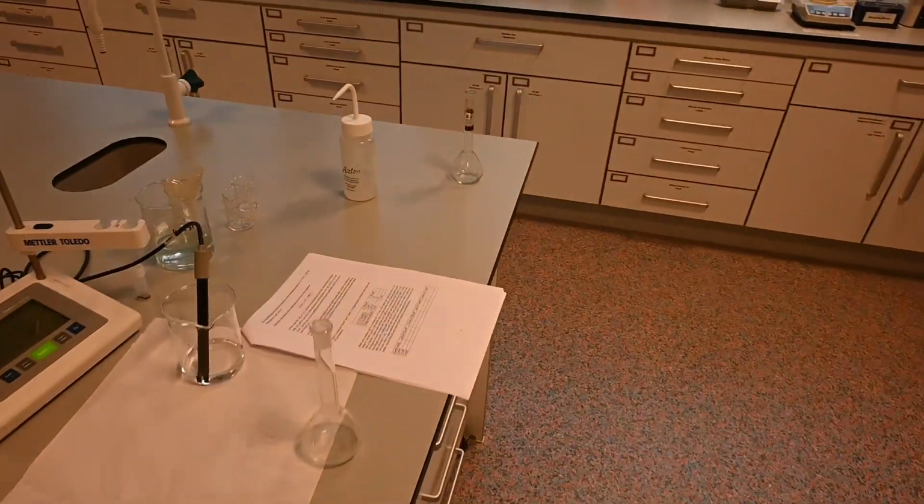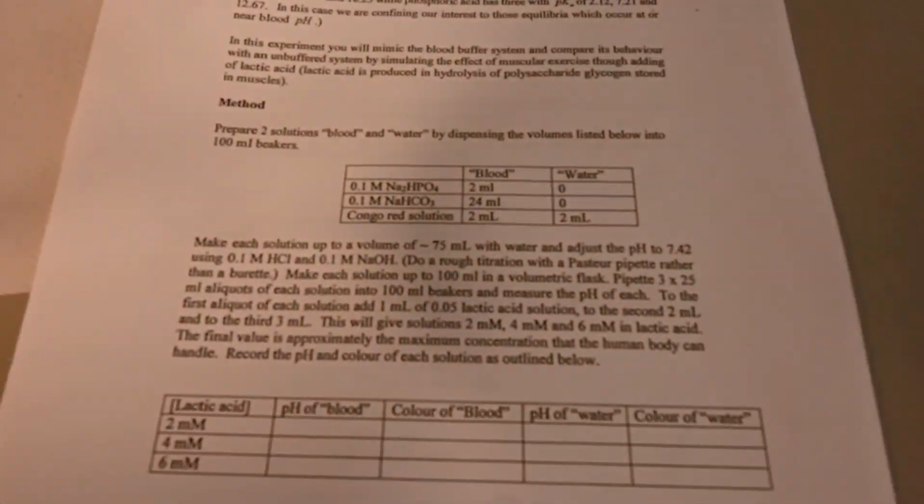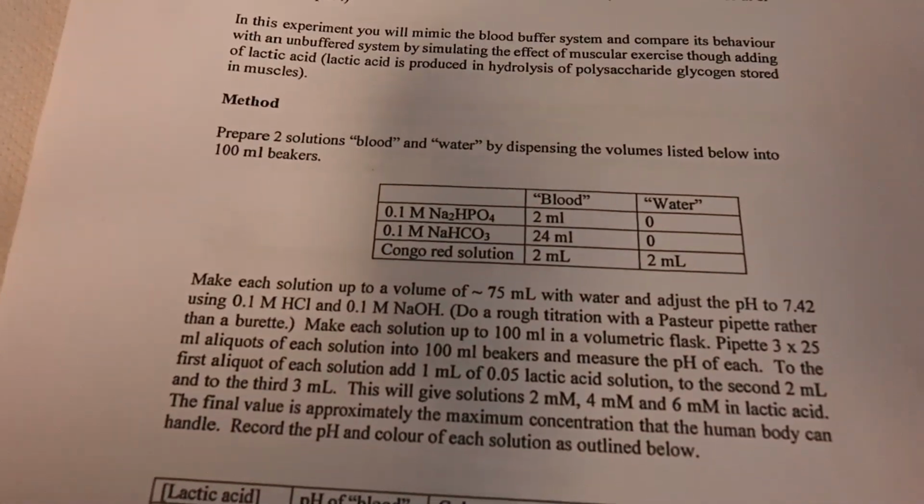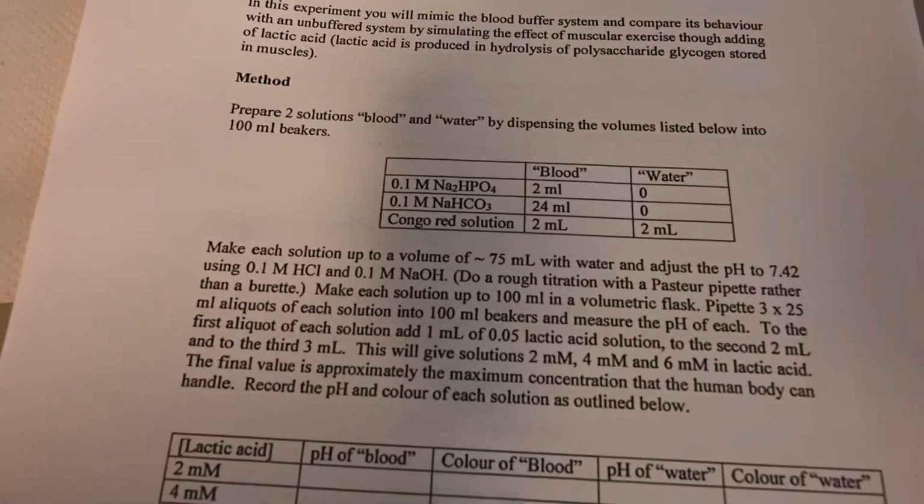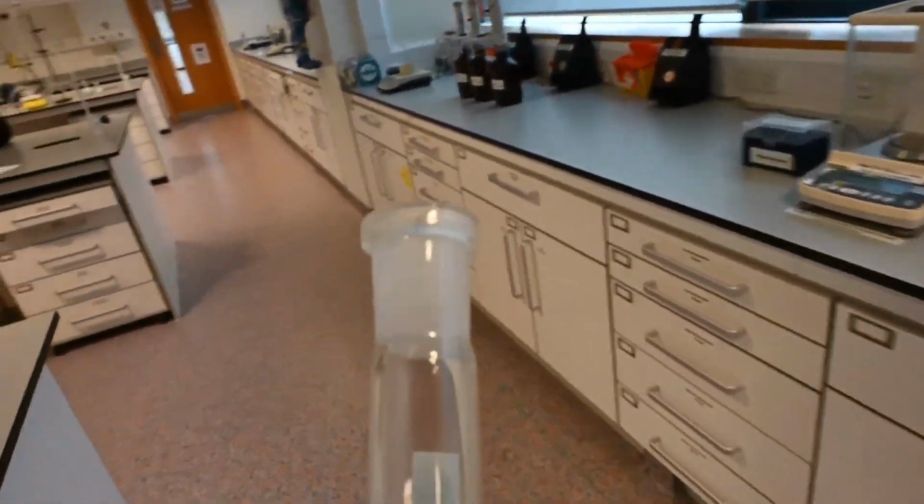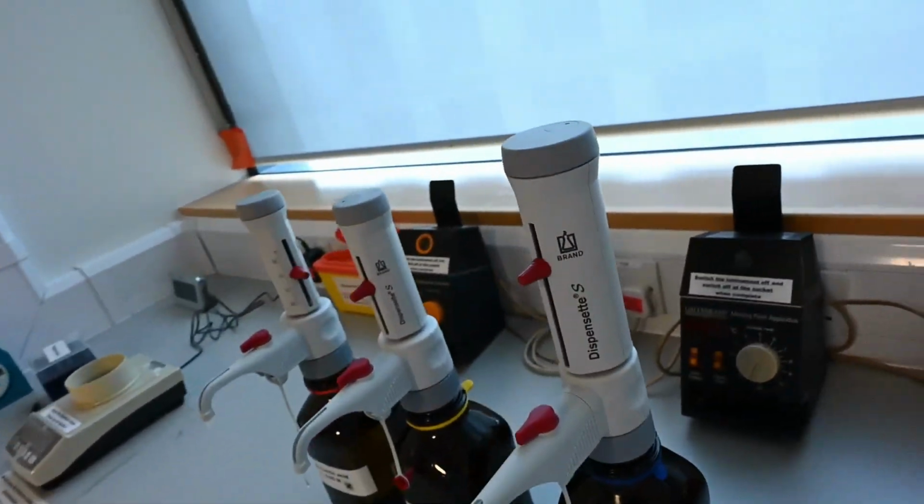Okay, so the first thing I'll be doing is making the blood solution. Now, to make the blood solution, it says on our page exactly what we need. So we need 2 milliliters of Na2HPO4 and we need 24 milliliters of NaHCO3. So we're going to take our 100 milliliter volumetric flask, which is this one here. I didn't know that, but now I do. And we're going to bring it over to our station.